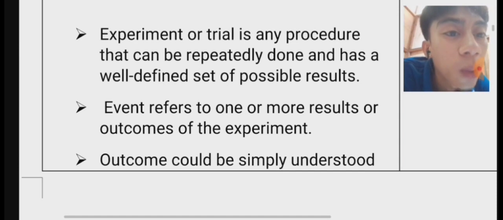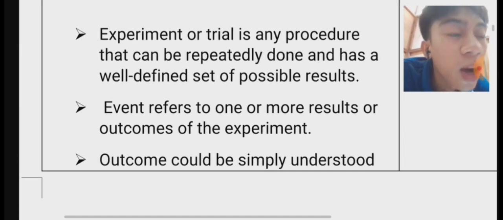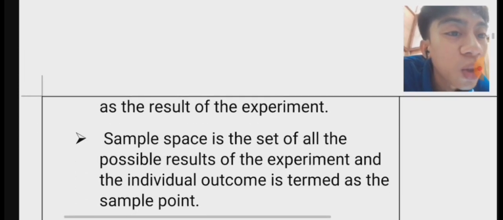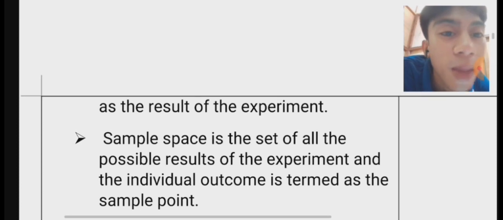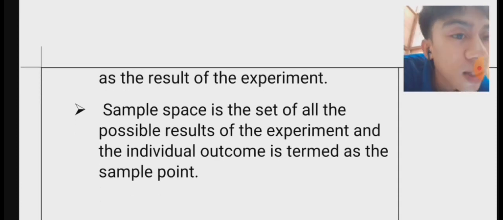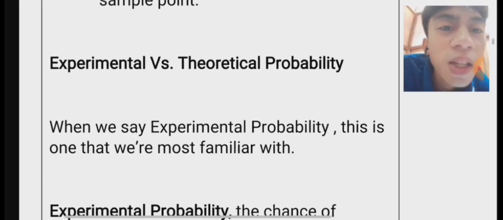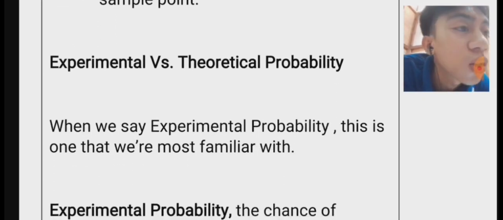Event refers to one or more results or outcomes of the experiment. Outcome could be simply understood as the result of our experiment. Sample space is the set of all the possible results of the experiment, and the individual outcome is termed as the sample point. So now let's proceed to experimental versus theoretical probability.